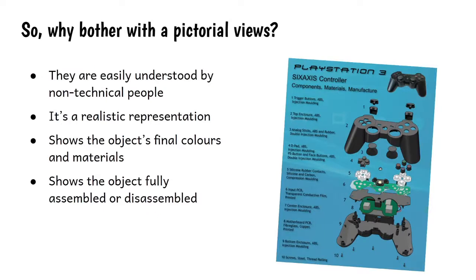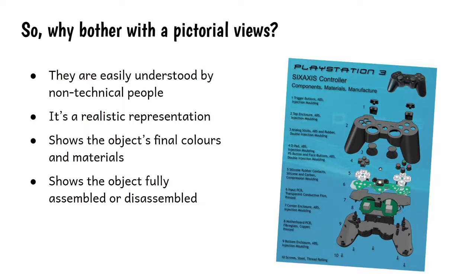But first of all, why bother with a pictorial view? Well, there's a number of reasons. They are easily understood by non-technical people. So for a non-technical person, a pictorial view is easier to read and understand than, say, a set of engineering or working drawings. Pictorial views tend to be more realistic than orthographic views. A pictorial view can also show the object's final colours and its final materials, and crucially it can also show the object fully assembled or disassembled as well.